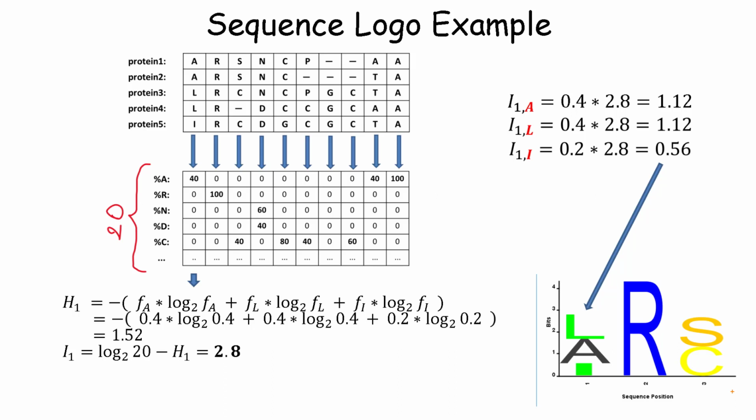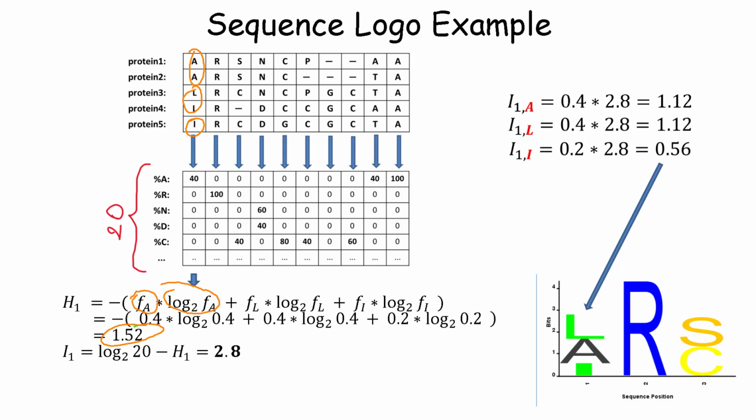Let's work out an example sequence logo. I'll calculate the letters of the logo only for the first column of this alignment. In the first column, we have 40% A, 40% L, and 20% I. The entropy of that column is calculated as the negative sum of each amino acid frequency in that column multiplied by the log 2 of that frequency. We find the entropy of the first column to be 1.52 bits.